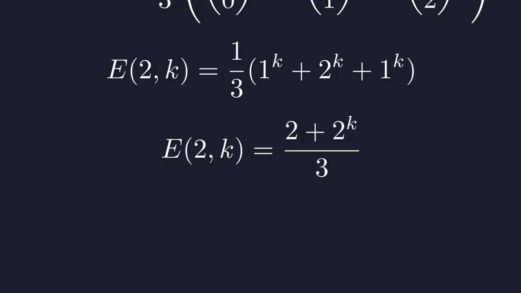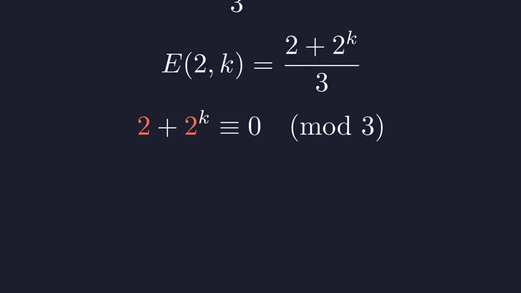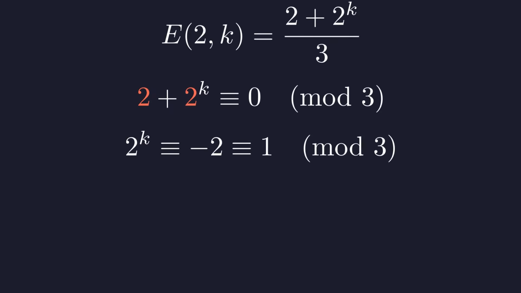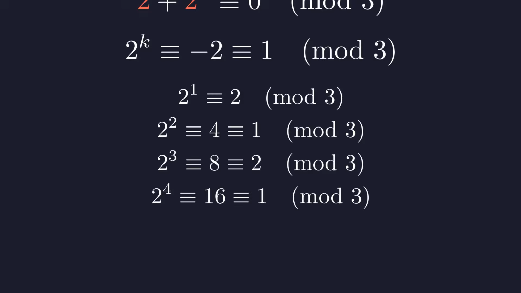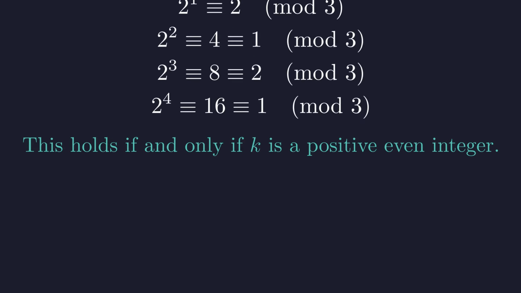For this to be an integer, the numerator must be divisible by 3. In terms of modular arithmetic, 2 plus 2 to the k must be congruent to 0 modulo 3. To find the condition on k, we need to isolate the term 2 to the k. Let's move the 2 to the other side. Subtracting 2 from both sides gives -2, which is congruent to 1 modulo 3. Let's examine the powers of 2 modulo 3. The powers of 2 alternate between 2 and 1. The congruence holds only when the exponent is even. This gives us a powerful necessary condition. k must be a positive even integer.